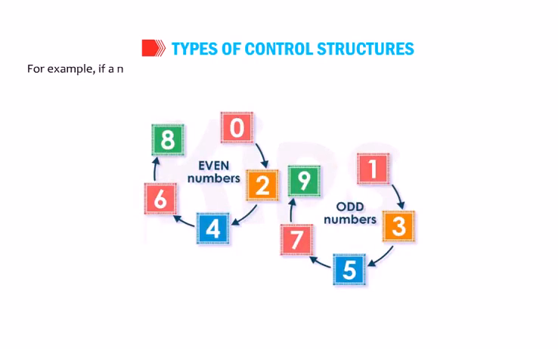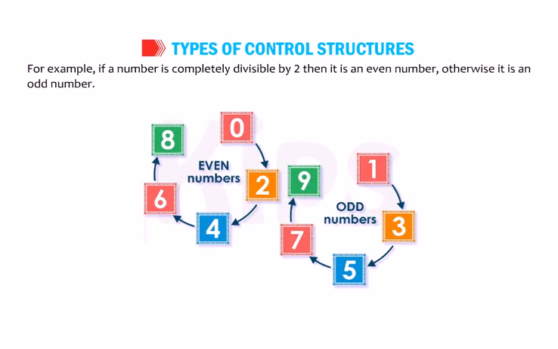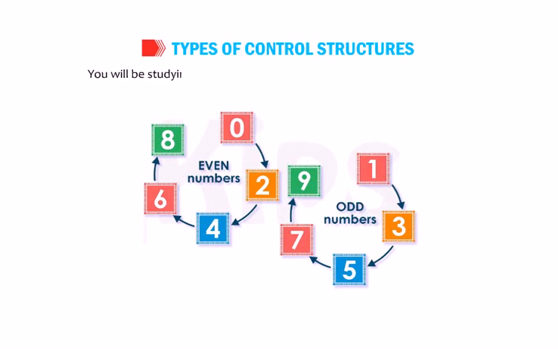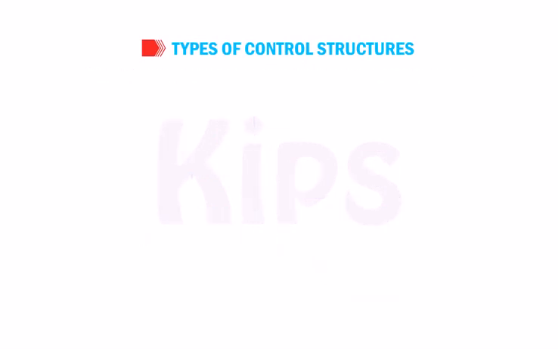For example, if a number is completely divisible by 2, then it is an even number. Otherwise, it is an odd number. You will be studying more about these statements in the coming section.